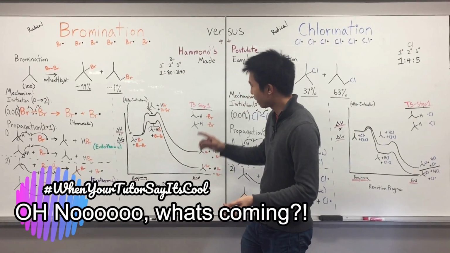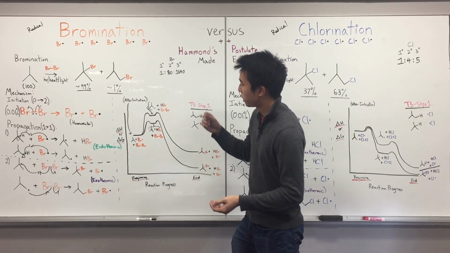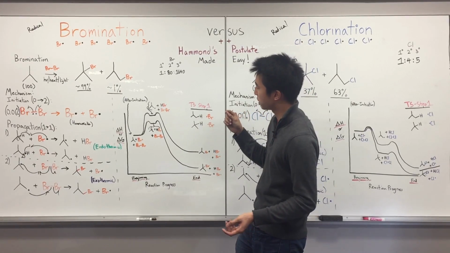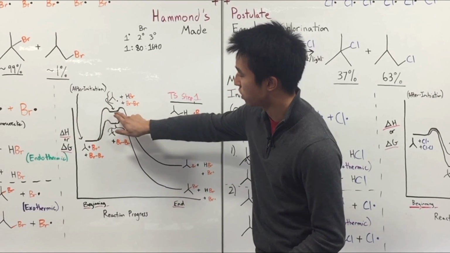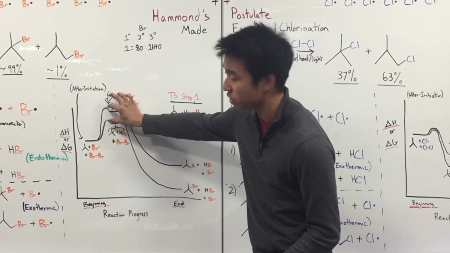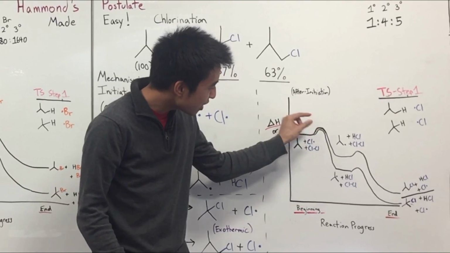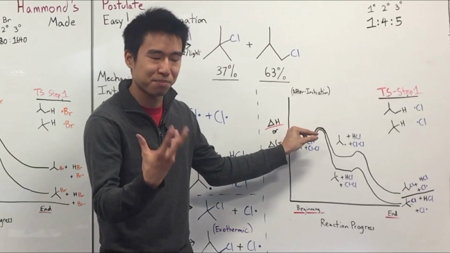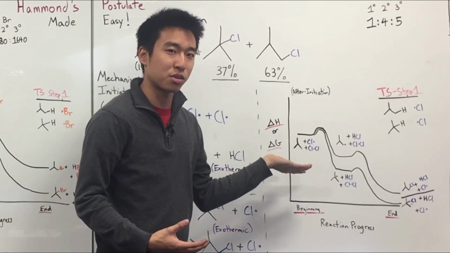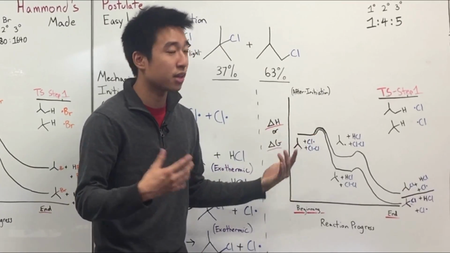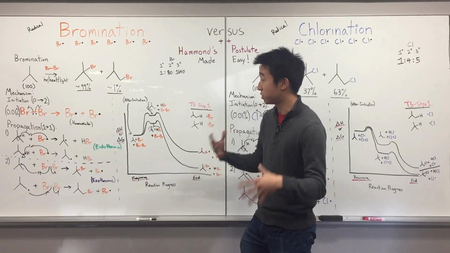Real quickly, to take it a step further, Hammond's postulate is useful because one thing you should notice is the difference in energy between the two transition states to get to your products for the first step in bromination. It's huge, right? Well, not huge, but it's huge when you compare it to the little tiny itsy-bitsy difference in transition state energy between the two transition states for an exothermic reaction like chlorination's first step, right? Is that kind of weird? Well, why is that? And this is where Hammond's postulate is useful.